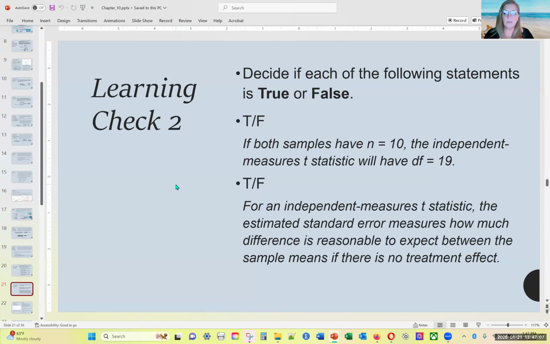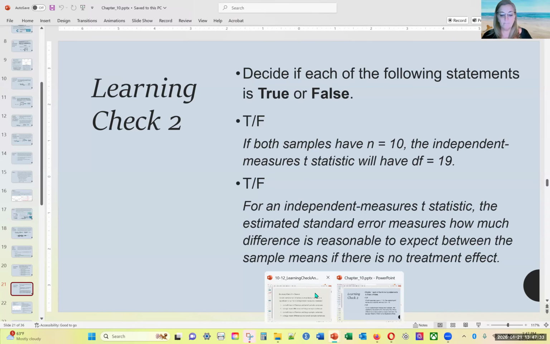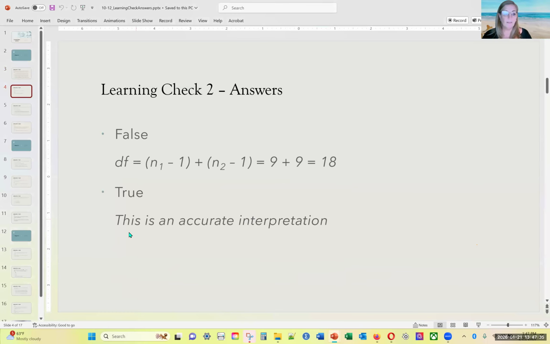All right, is it true that if both samples have n equals 10, the independent measures t statistic will have a degrees of freedom that equals 19? Also, is it true that for an independent measures t statistic, the estimated standard error measures how much difference is reasonable to expect between the sample means if there is no treatment effect? All right, so the first one is false and the second one is true.